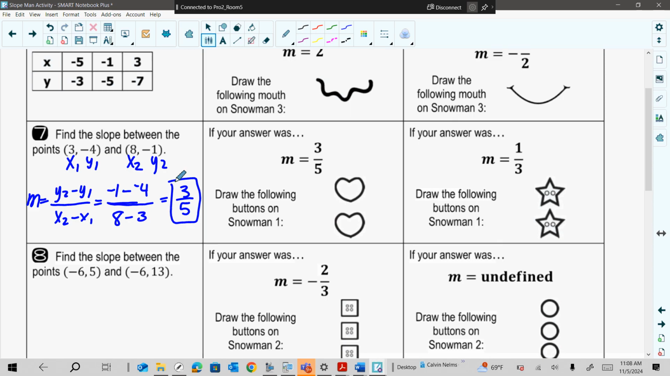You need to show your setup, guys. I do need to see the setup, so that if for some reason you make a calculator error, I can still give you credit.